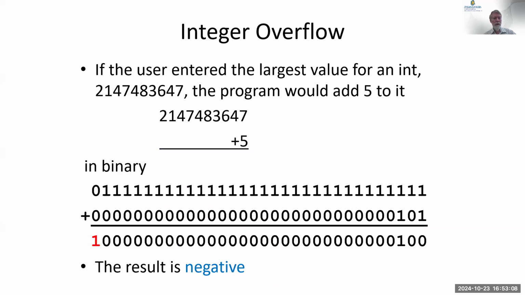What if the user enters a really, really big number? This, in fact, is the largest value you can have for a 32-bit positive integer. And you add 5 to that. So here is 2,147,483,647 written in binary, all ones. And then you add 5 to it. And it carries a 1 into the sign bit. So now the number is negative.